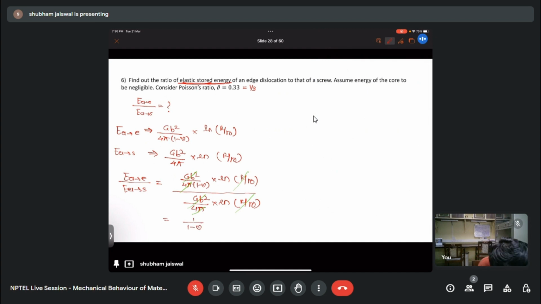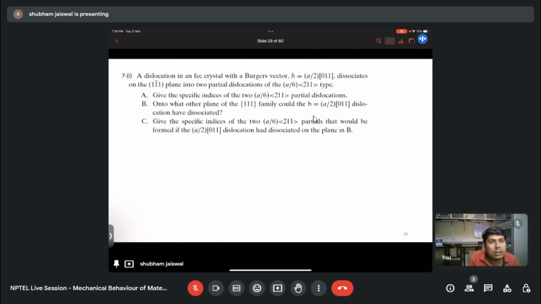So if you put the value of nu, we'll get E elastic of edge to E elastic of screw equal to 1 upon 1 minus 1 by 3. So it comes out to be 3 by 2, or equal to 1.5. So the elastic energy of an edge dislocation is 1.5 times the elastic energy of a screw dislocation. So here comes the next question. It's a very interesting question.